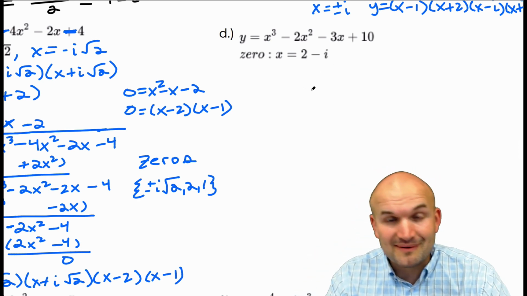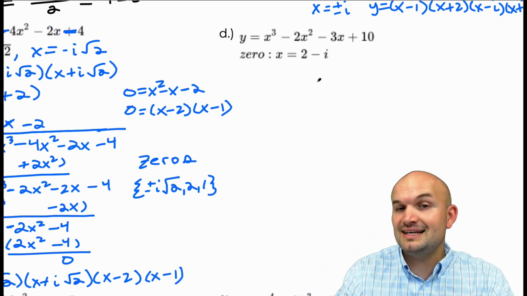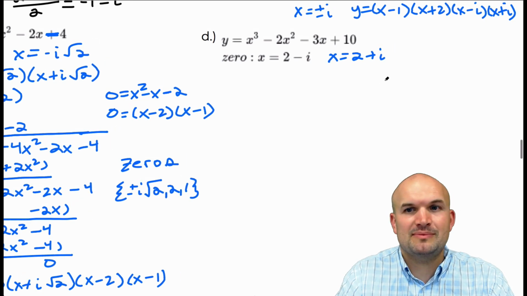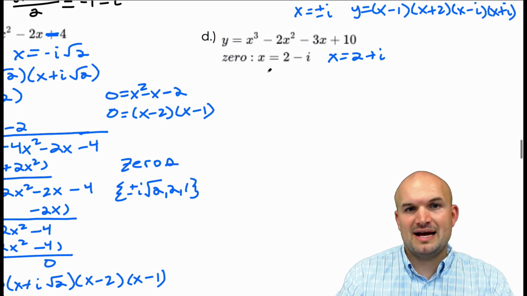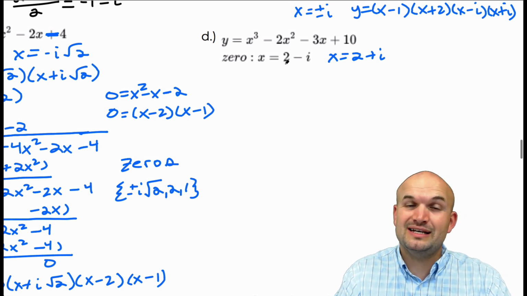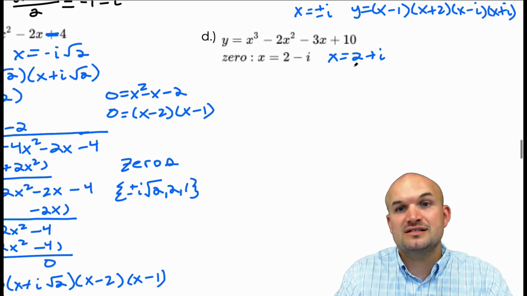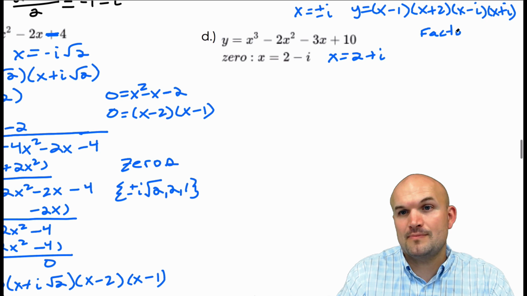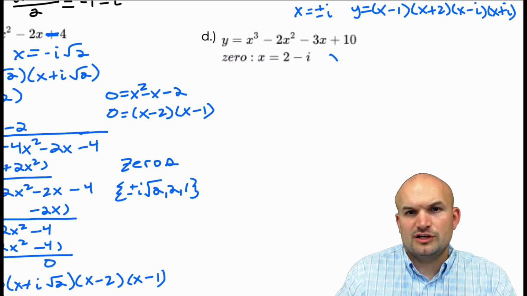Okay, now we got another one. So now we got another irrational 0, and again, the conjugate is going to exist, so x equals 2 plus i. And again, we're going to want to do the same thing. I'm going to write them as our factors. So if we want to write them as factors, we need to subtract the 2, add the i. Subtract the 2, subtract the i. So therefore, I'm just going to write the factors over here. Actually, you know what? Let's do this in green.